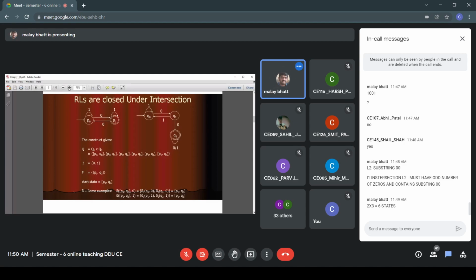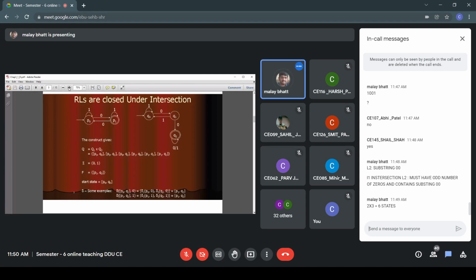To understand this, both the original automatas are given here. Now we start with the initial state. As you know, we start with the initial state P0 Q0, and from P0 Q0 on input 0, we are going to the P1 Q1 state. From P0 Q0 on input 1, it is a self loop. So you can see the self loop on the P0 Q0 state.